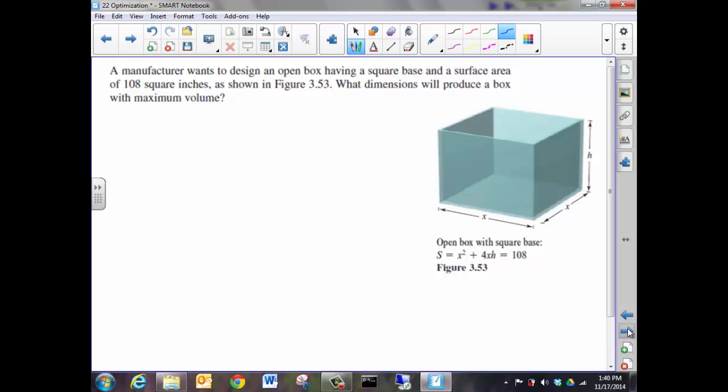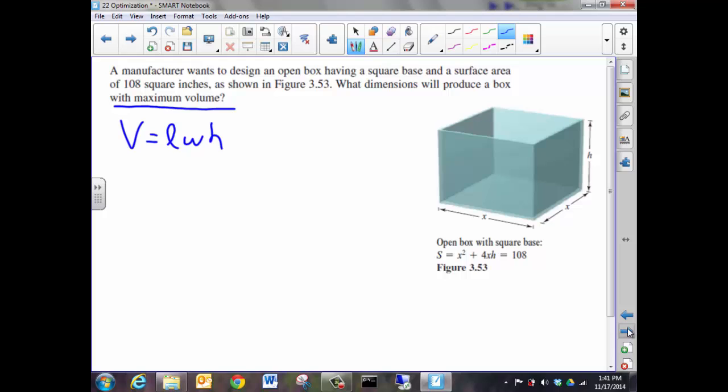Jonah, what do we want to maximize here? Okay. Anyone else want to tell us what we want to maximize here, you think? The volume. We will produce a box with maximum volume. Well, how do we find the volume of this thing? Does everybody remember that the volume of a box is length times width times height? Okay, you do now. Volume of a box is length times width times height.